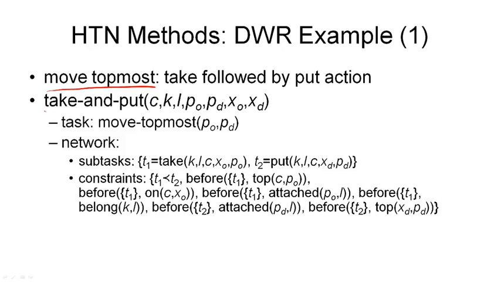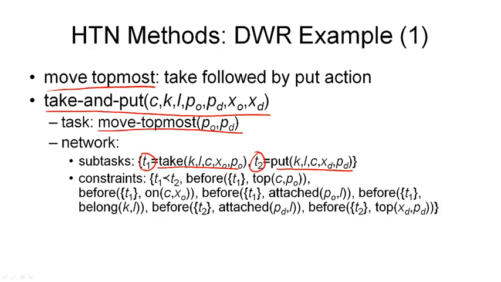As I've said before, the first three parts are actually the same as before. So we have a method name describing this method, then we have a task that is accomplished by this method, and the method name contains the same variables representing the same objects as before. Also, the task is the same as before, so I won't go into this in detail. What is new is the network of subtasks here, consisting of subtasks as before. But what I've also done is I've given these subtask names that allow me to refer to them in the constraints.